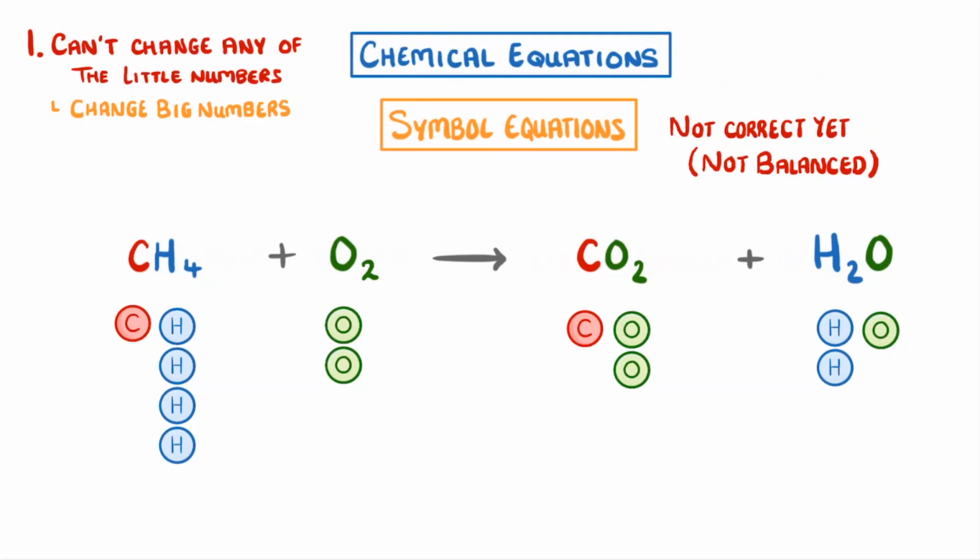So to increase the number of oxygen atoms on the left, we'd have to put a 2 in front of the O2, meaning we now have 2 oxygen molecules, and therefore 4 oxygen atoms in total on the left-hand side. This might seem a bit weird, as we only need 3 oxygen atoms to match the right-hand side. So shouldn't we just make it 1.5 molecules of oxygen?